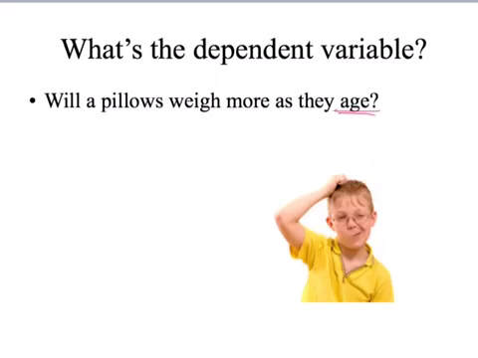So it might take me a long time to find out if my hypothesis is right, because I've got to wait for time. That's what I'm changing. My dependent variable is going to be the weight of the pillow. So I'm keeping the pillow the same. That would be a control. But as the pillow ages, that's what I'm changing. I can measure to see if my hypothesis is true.